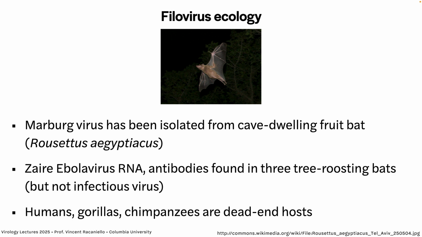It's the family of viruses, filoviruses. And the other member that infects humans regularly is Marburg virus. There were recent outbreaks of Marburg virus. Now, Marburg virus has been isolated. Infectious virus has been isolated from cave-dwelling fruit bats, Rousettus aegyptiacus. So it's clear that that's the reservoir for the virus.